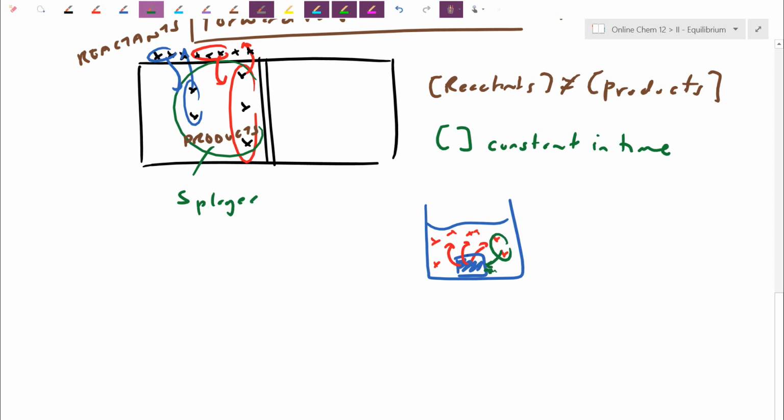Microscopically, things can still occur. Even though it looks outwardly like it's saturated, it looks like nothing's changing anymore, as long as the dissolving happens at the same speed as what's called the recrystallizing, as it actually comes back out to become a crystal, as long as those two things are equal, the concentrations are going to stay constant in time, although the amount of salt in the block and the amount of salt in the water may actually be different.